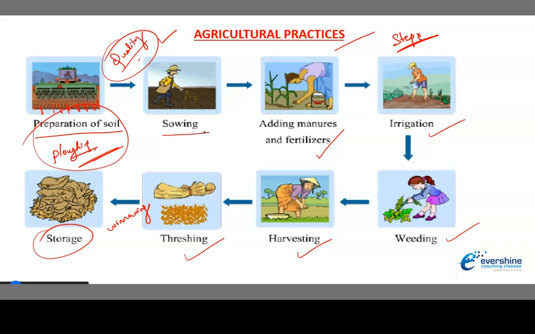Now, what is the meaning of sowing of seeds? See, children, planting seeds into the soil is called sowing. He will put seeds on the soil. See, suppose this is a track. Can you see this tractor is removing the soil? At that time, what does he do? He will maintain some gap and he will pour the seeds here. That's nothing but sowing. Planting seeds into the soil.